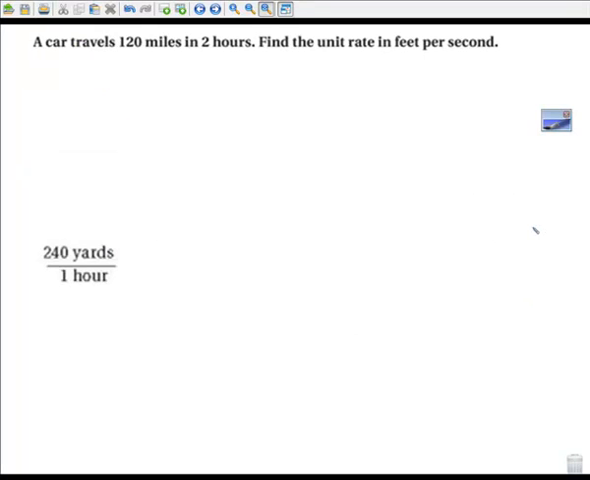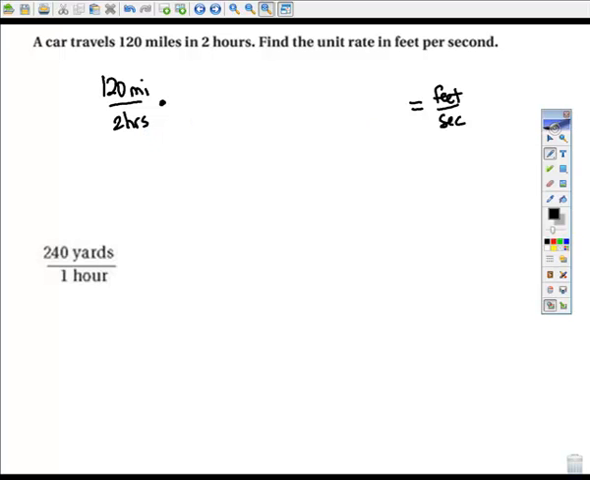Now, in some cases, you will find a unit rate, but they're going to change the units on you. Here we have 120 miles in 2 hours, but I want to know how many feet per second. So I've got to change miles per hour into feet per second. The first thing I'm going to do is change hours to minutes. So I'm going to do it a little bit slower. I like to show my whole process.